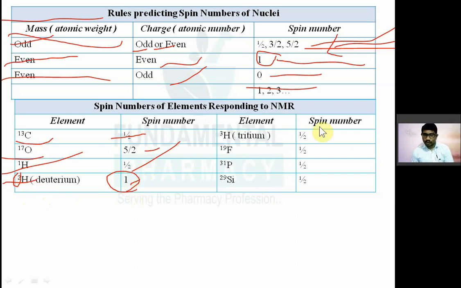Now again, you can see the element known as tritium, which is also an isotope of hydrogen. Its spin quantum number is 1 by 2, so it is active. Fluorine 19, spin quantum number will be 1 by 2, it is active. Phosphorus 31, 1 by 2 again. Silicon 29, 1 by 2. So these are active. My point is that only those nuclei which have a half integral spin quantum number are active in NMR.